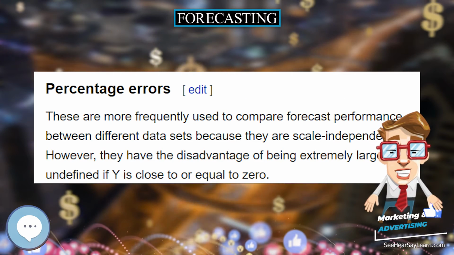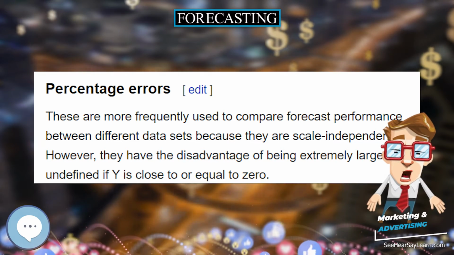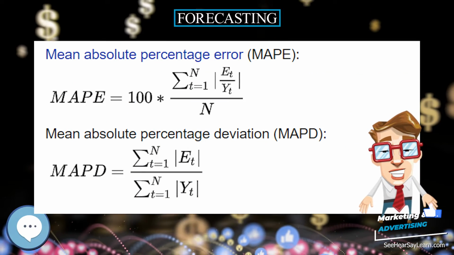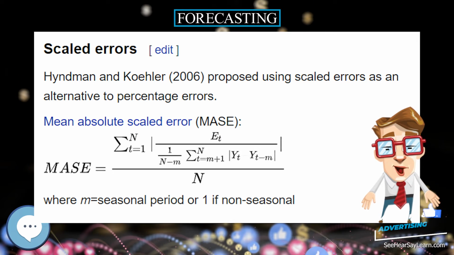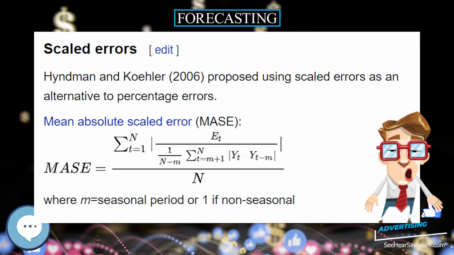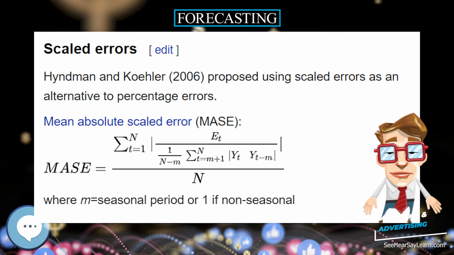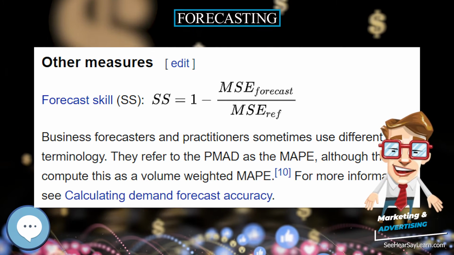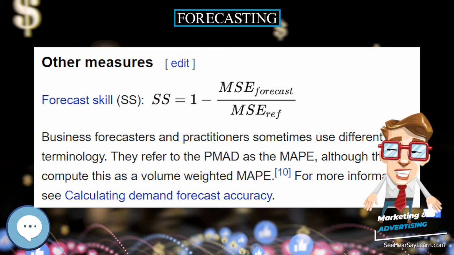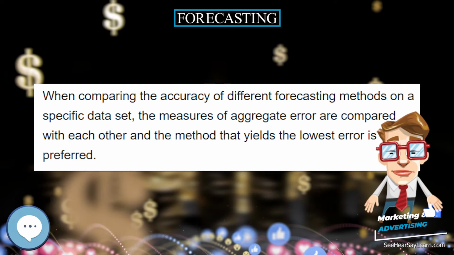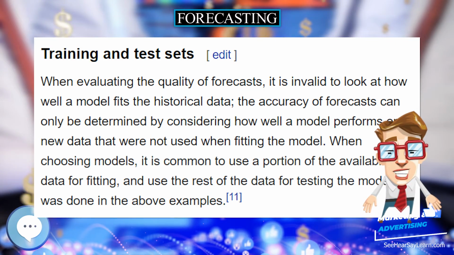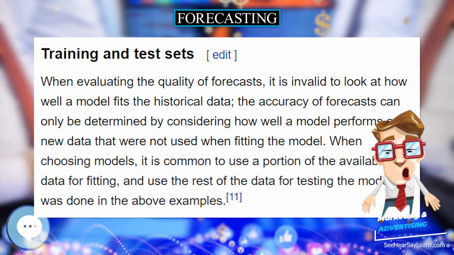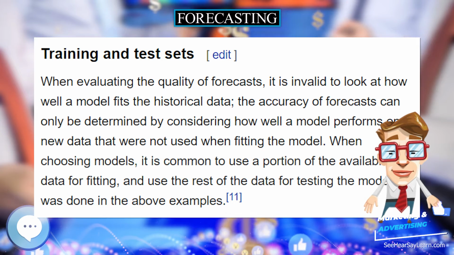Training and test sets. When evaluating the quality of forecasts, it is invalid to look at how well a model fits the historical data. The accuracy of forecasts can only be determined by considering how well a model performs on new data that were not used when fitting the model. When choosing models, it is common to use a portion of the available data for fitting, and use the rest of the data for testing the model, as was done in the above examples.